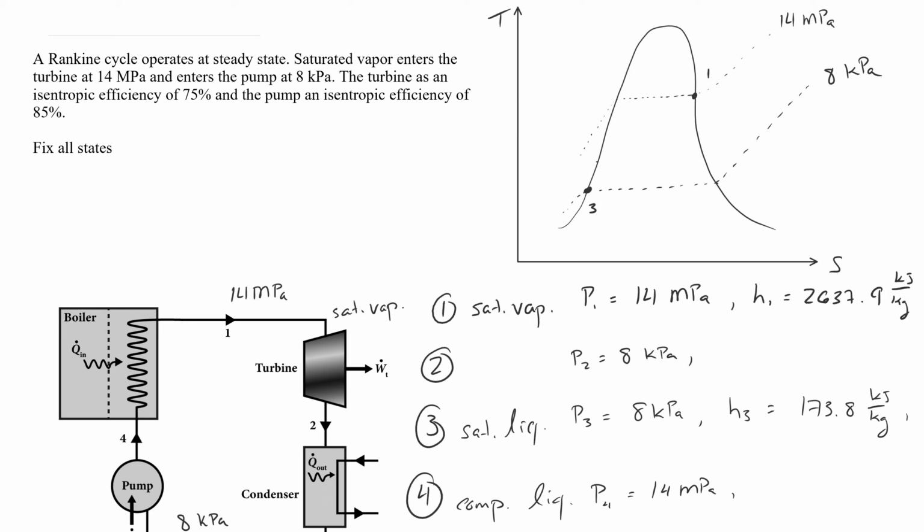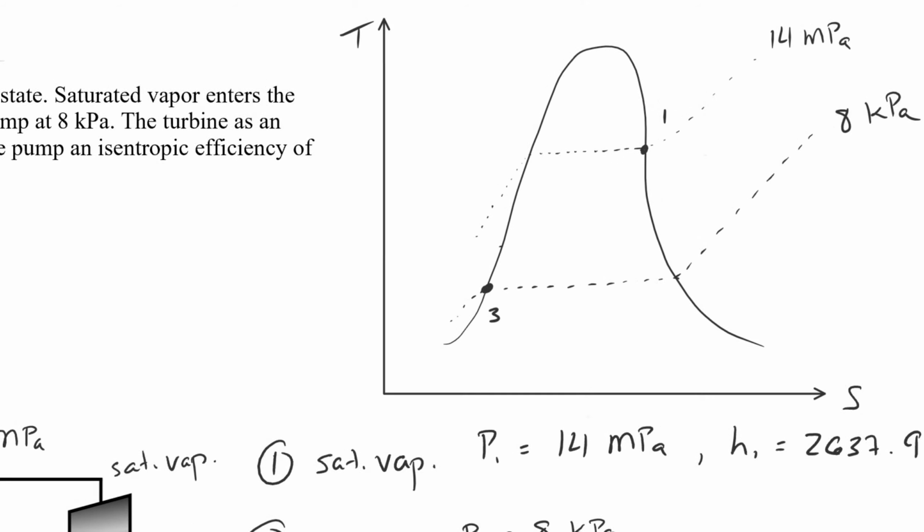Okay, so you'll see some remnants left over from the last example, and we're going to go through and understand why I've removed some of the things I have removed and fill in the correct values in light of this new information on the isentropic efficiencies. Okay, so let's turn our attention up here to the TS diagram.